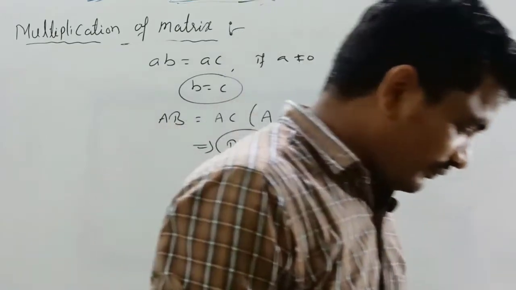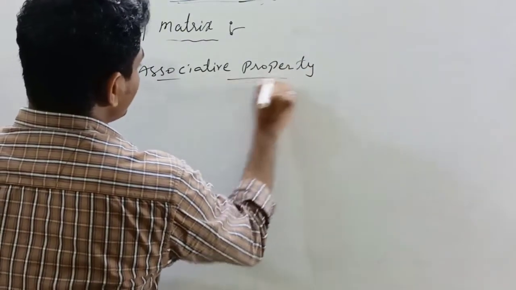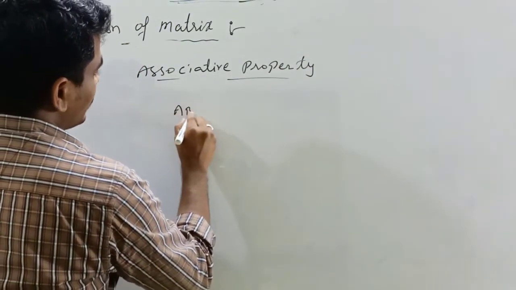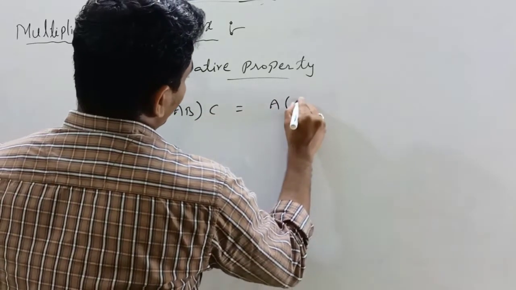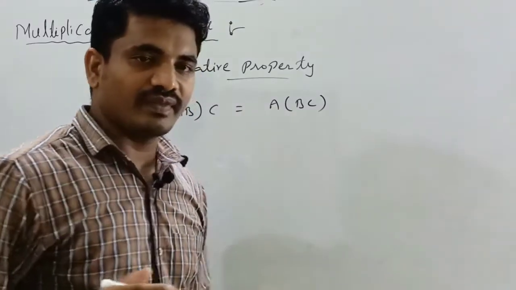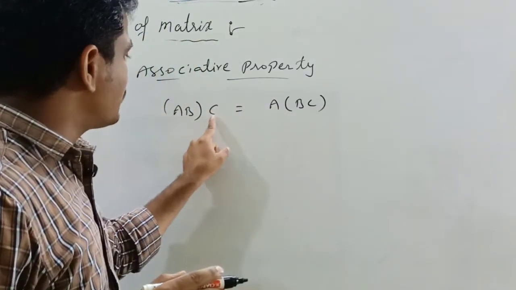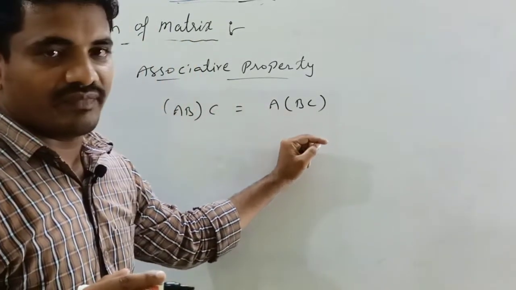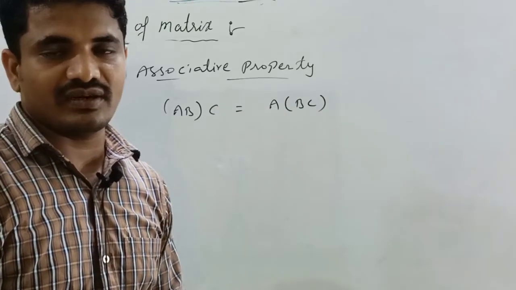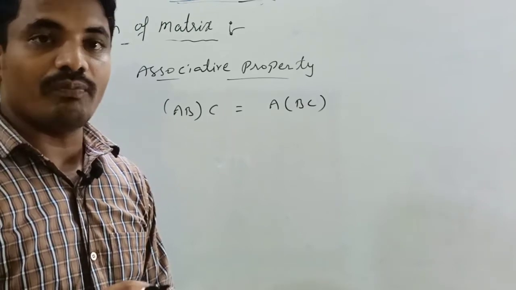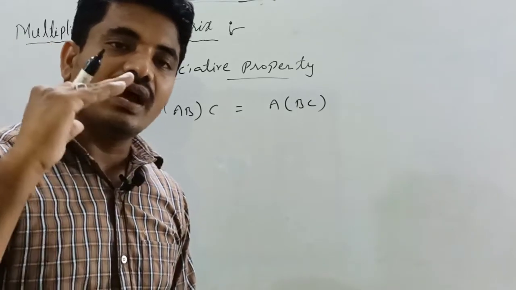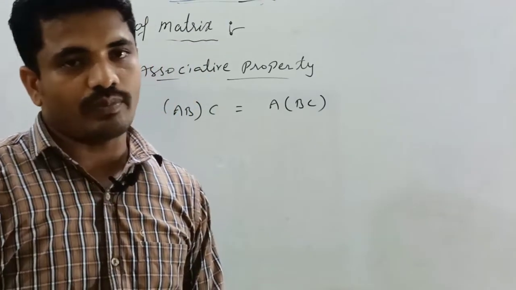And next, associative property. What is the associative property? (AB)C equals A(BC) we can write here. Both left side and right side are equals. So this is called associative property. So multiplication of matrices follows the associative property.